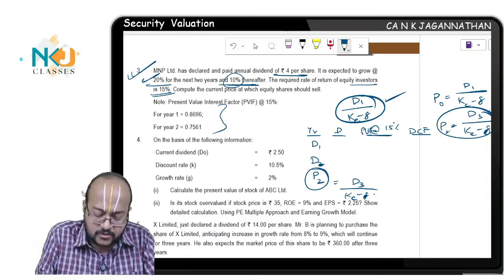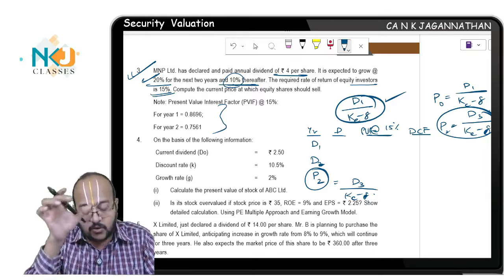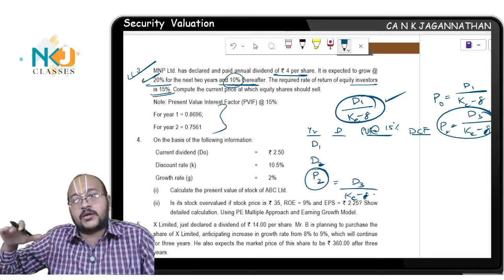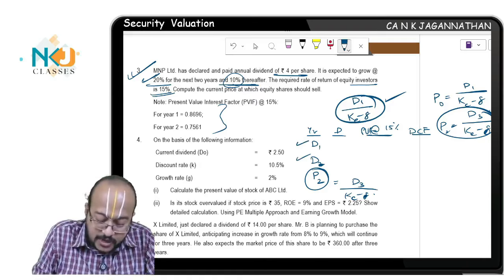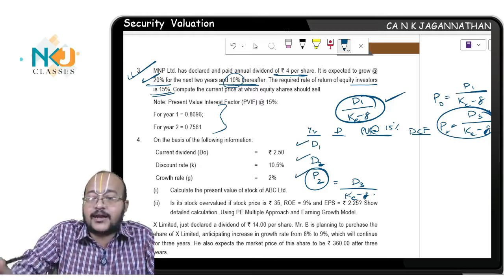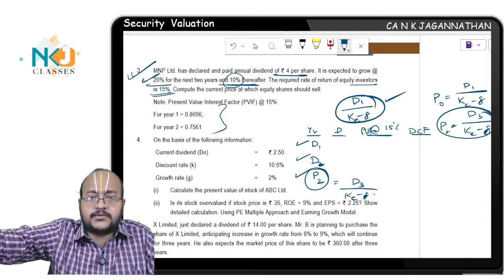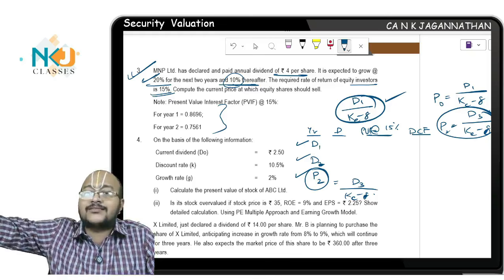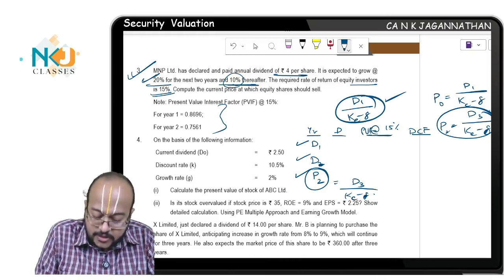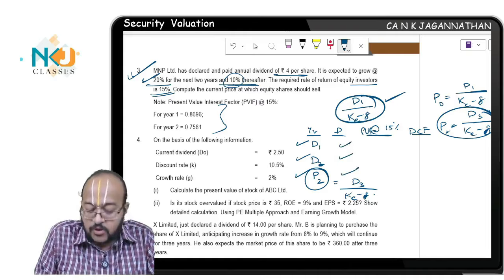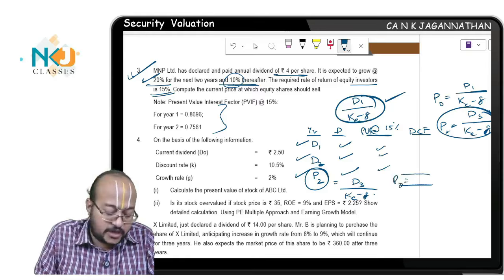So what we have to do in this current question is find D1 and D2. The growth rate is given; apply the growth rate and find out D1 and D2. Then P2 is nothing but the price at the end of year 2. You will hold the share for 2 years, and at the end of the second year, you will sell the share at the prevailing market price. What is the value? The fair market price at the end of the second year is nothing but D3 by KE minus G, which we will find out. Then you will discount D1, D2, and P2 using the present value factor for the respective year and find the P0 value of the share today. Shall we see?